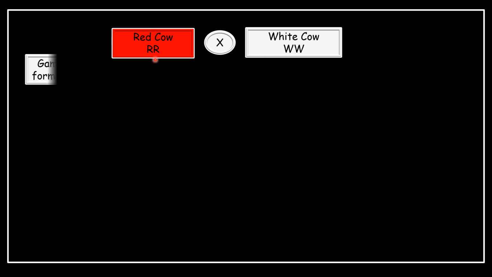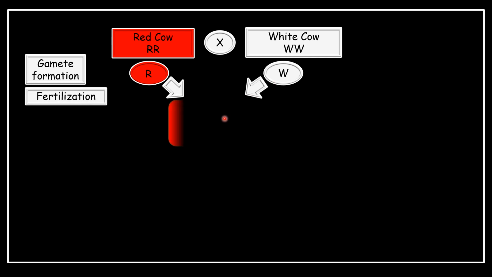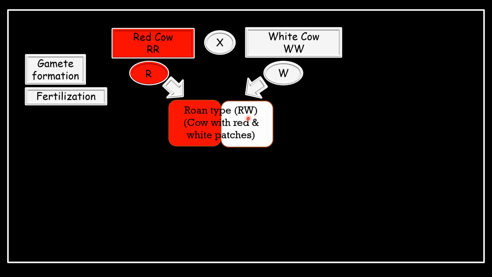Now when this red cow produces gametes, it produces gamete of R type. The white cow produces gamete of W type. During the process of fertilization, the R gamete fuses with a W gamete to form RW type of genotype. Now this results in the formation of a cow which has skin color with both red as well as white patches. Such a type of cow is called roan type. Now here, what is happening? Both the R gene and the W gene are expressed equally.